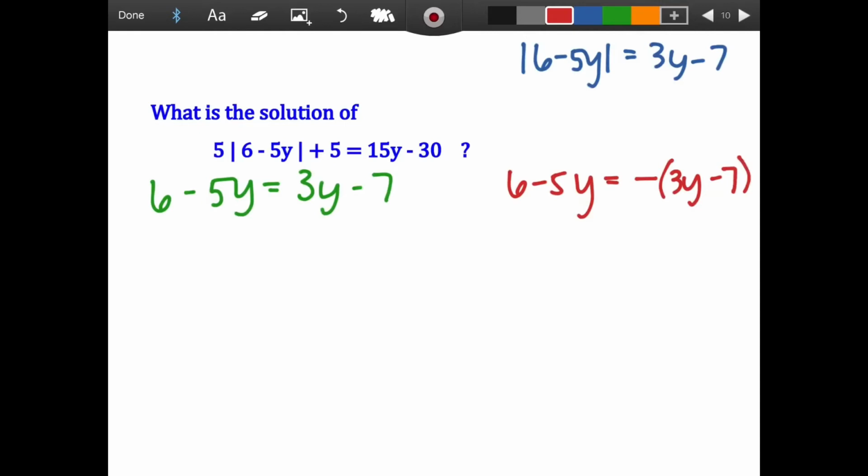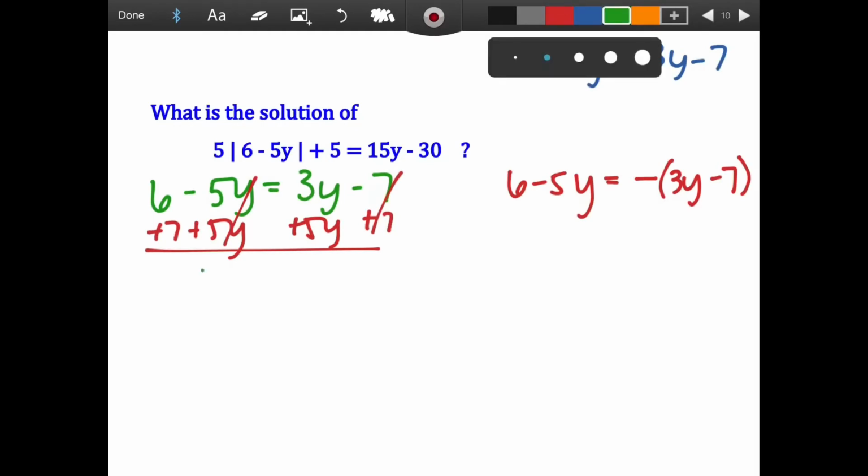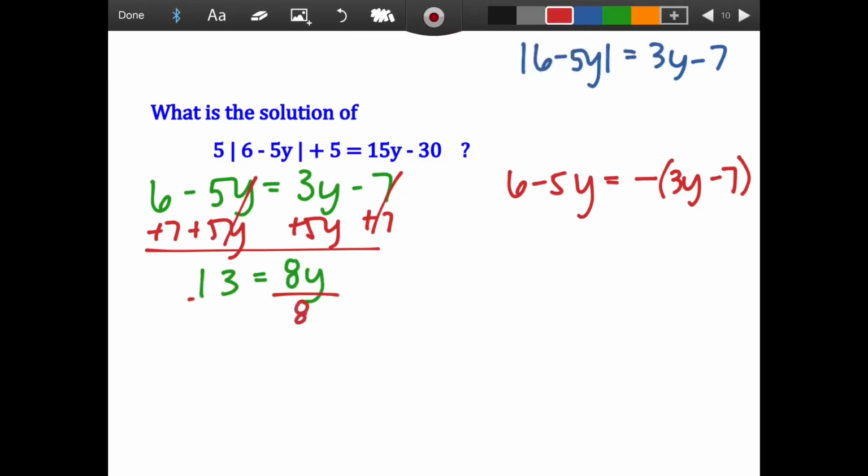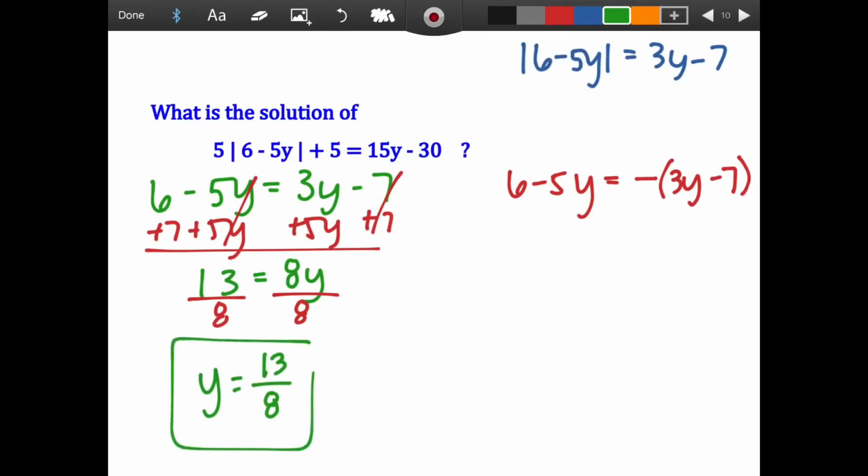To solve our equation on the left, we're going to add 5y to both sides and add 7. So 6 plus 7 gives us 13 is equal to 8y. Last step to solve for y, divide both sides by 8, and we can leave this as a fraction. y is equal to 13/8 for our first solution.